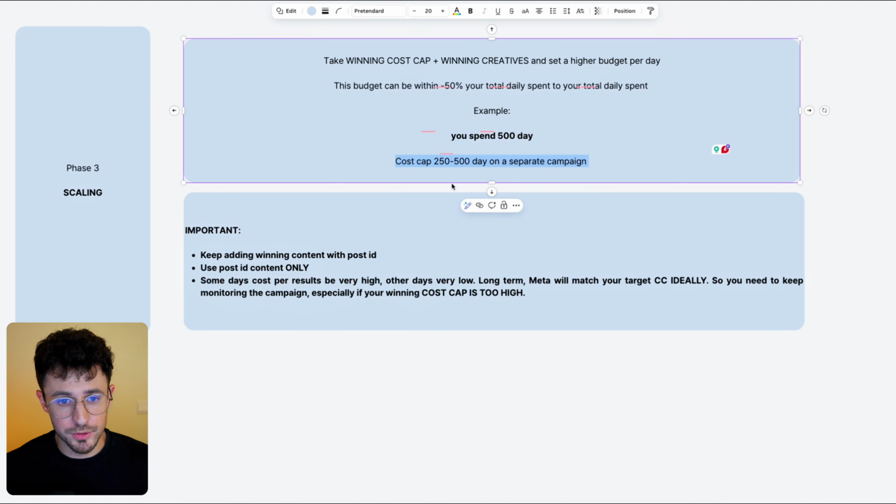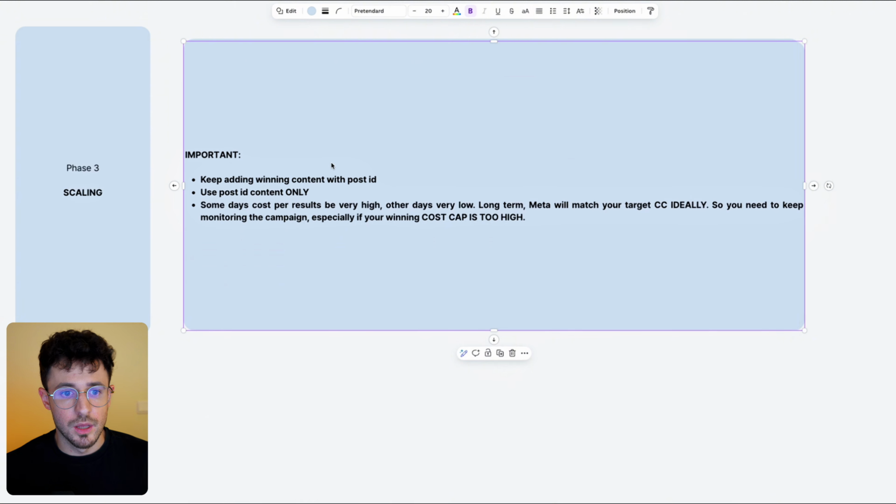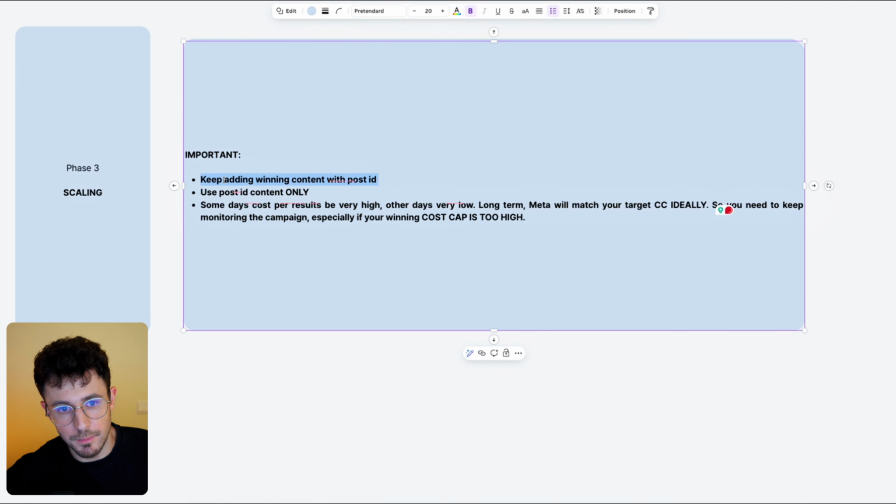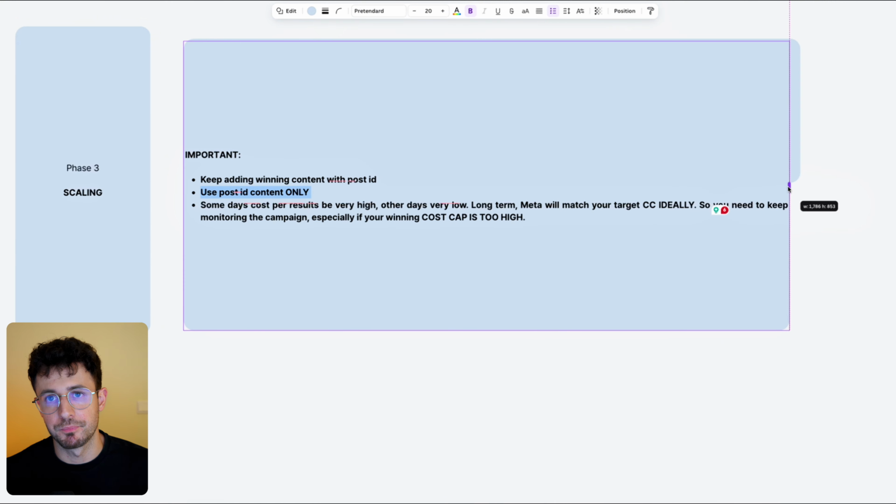Now, this is very important. You need to keep adding winning content inside this campaign using only the post ID. If you don't use the post ID, it's not going to work because the engagement will start from scratch. And if the engagement starts from scratch, Meta is not going to spend money.